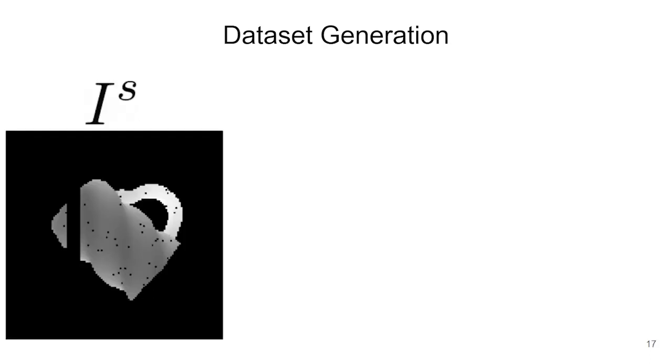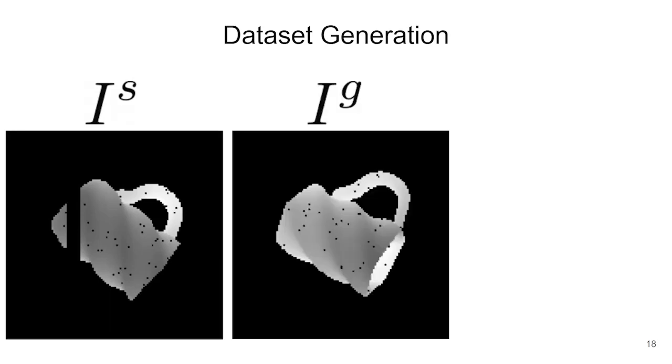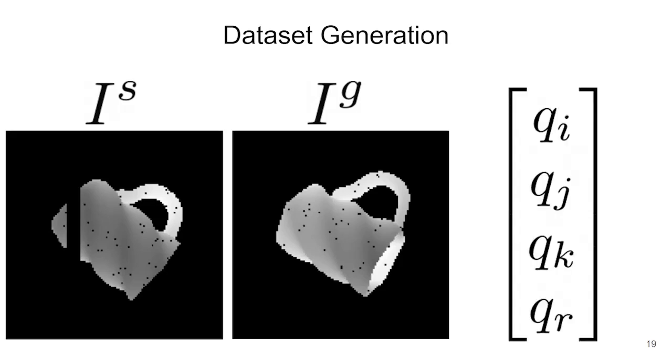Now that we can generate images, we create the dataset. Each data point in the dataset includes two depth images as inputs into the network, IS for the start image and IG for the goal image. We sample these orientations uniformly from SO3 and filter so that the start and goal images are between 0 to 30 degrees apart. We record the ground truth label of the rotational difference as a unit quaternion, which has real component positive.